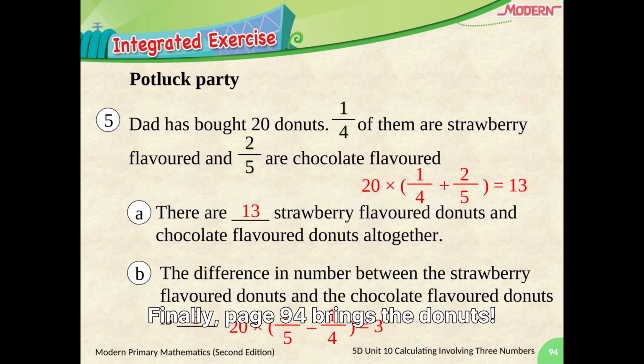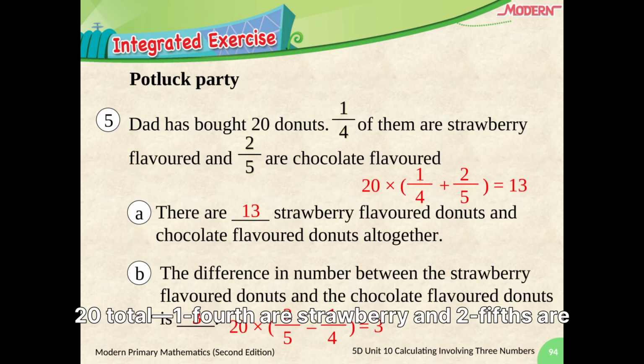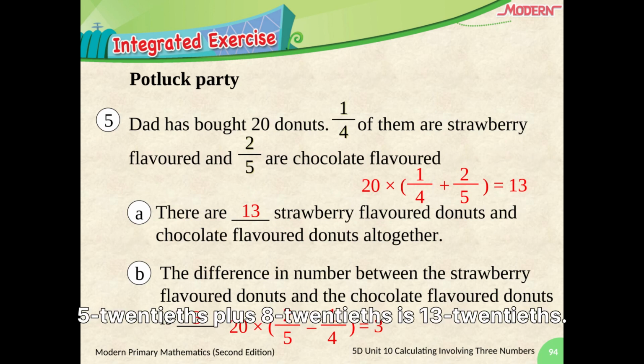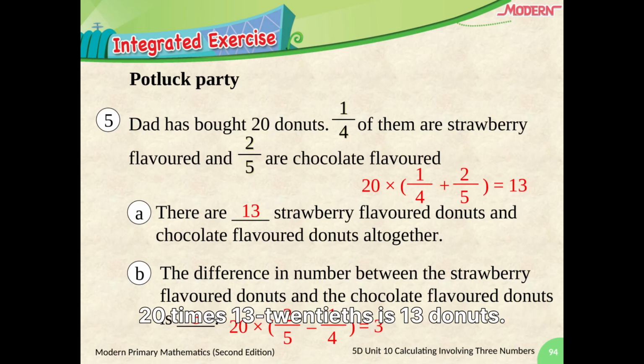Finally, page 94 brings the donuts. 20 total. 1/4 are strawberry and 2/5 are chocolate. In Part A, how many altogether? 20 times the sum of 1/4 and 2/5. Common denominator 20. 5/20 plus 8/20 is 13/20. 20 times 13/20 is 13 donuts.